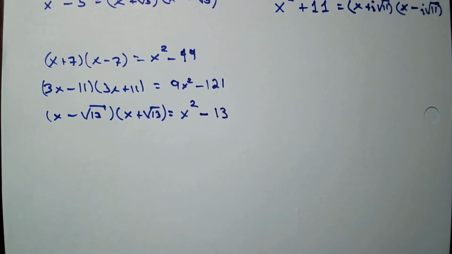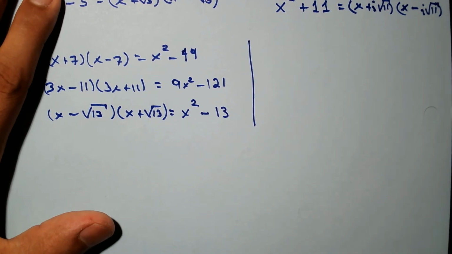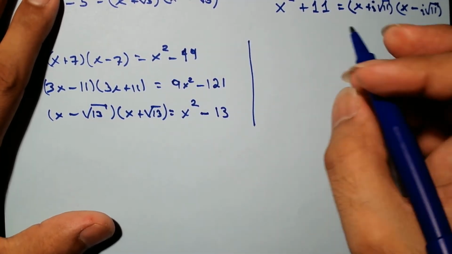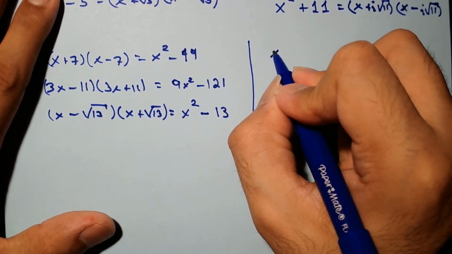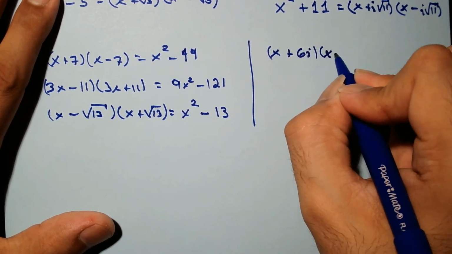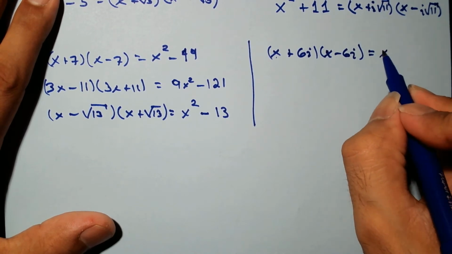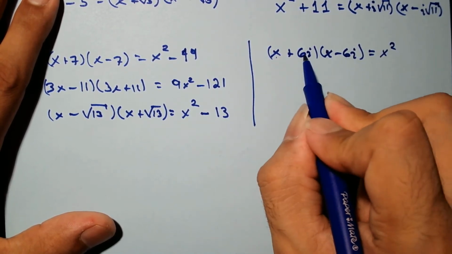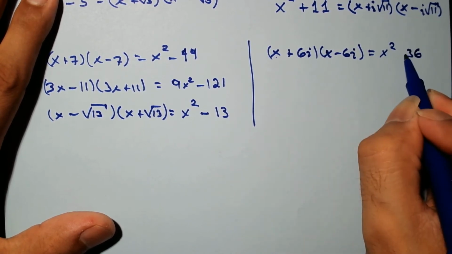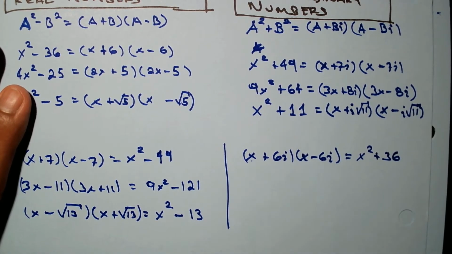What about with complex numbers? I mean, with imaginary numbers. So let's see. Something like x plus 6i, x minus 6i. Keep in mind that in this case we square the first term, which is x squared, and we square the number, which is 6, which is going to give us 36, but in this case we put a plus in between because of the presence of those imaginary numbers.